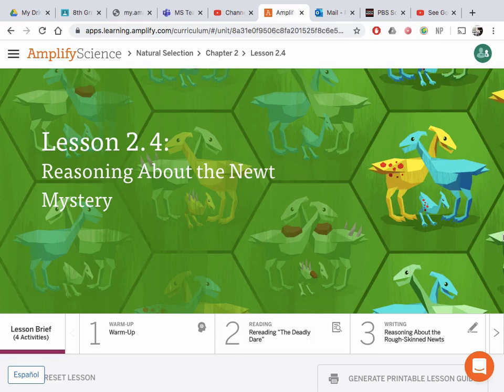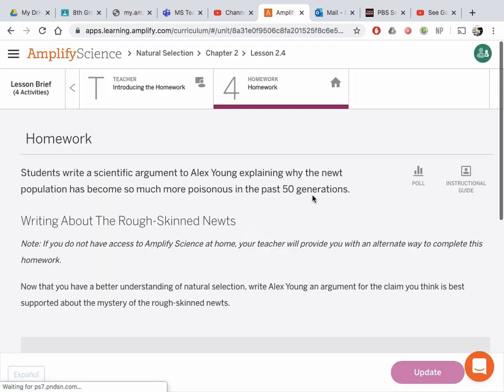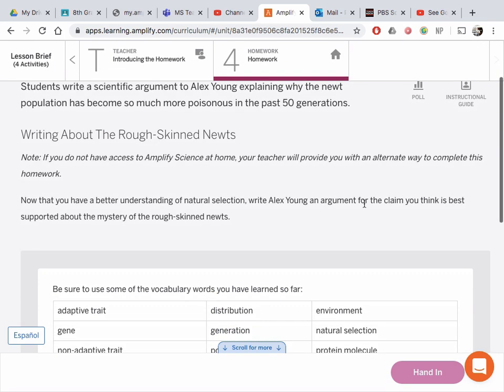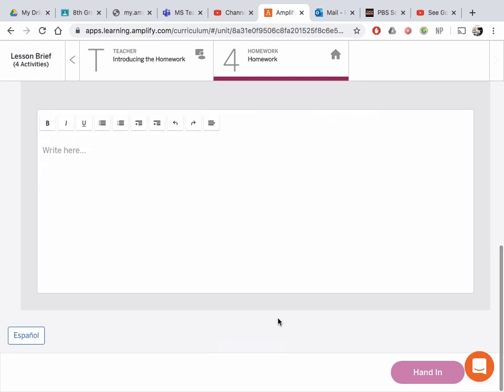Hi, 8th grade, Mr. Pastel here, and I'm here to explain your assignment for lesson 2.4, which has to do with newts. Actually, the only thing I'm requiring you to fill out is in part 4, which is the scientific argument. So you're going to make a scientific argument explaining why a newt population has become more poisonous over the past 50 generations.